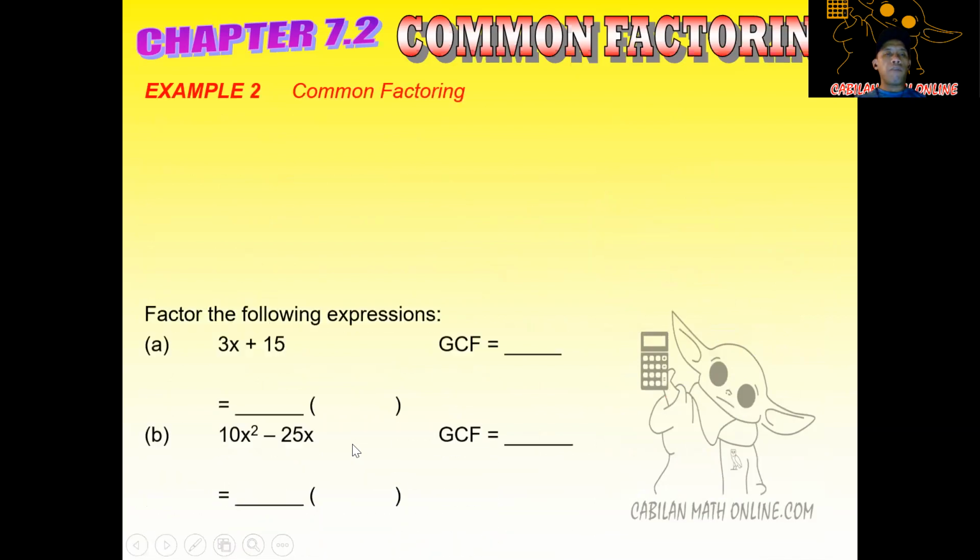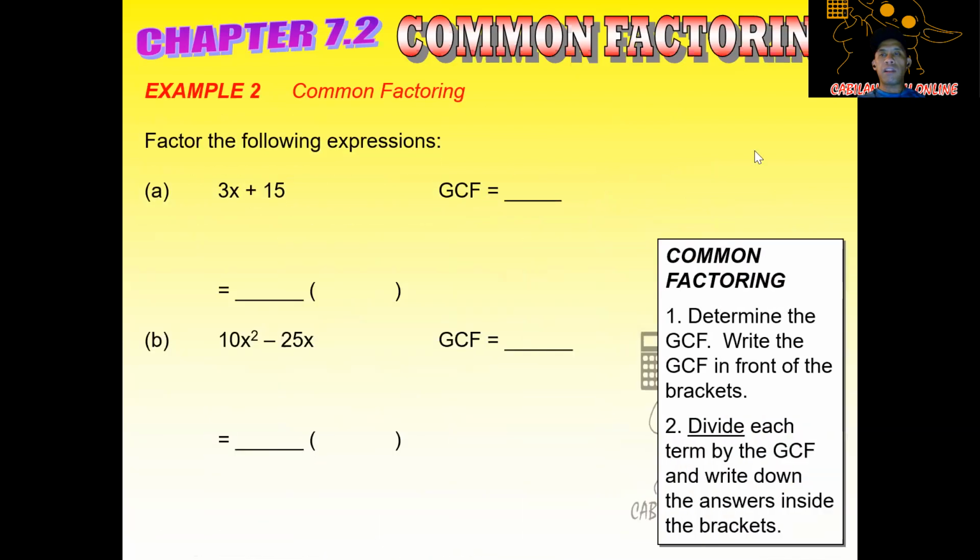All right, so if you take a look at what we have here, let's bring in the set of instructions first. What we have to do for the first step is to determine the greatest common factor. Whatever that is, you put it in front of the set of brackets that you see on the screen here. So the greatest common factor of 3x and 15 from the previous slide was 3. So we're going to put the 3 in front here.